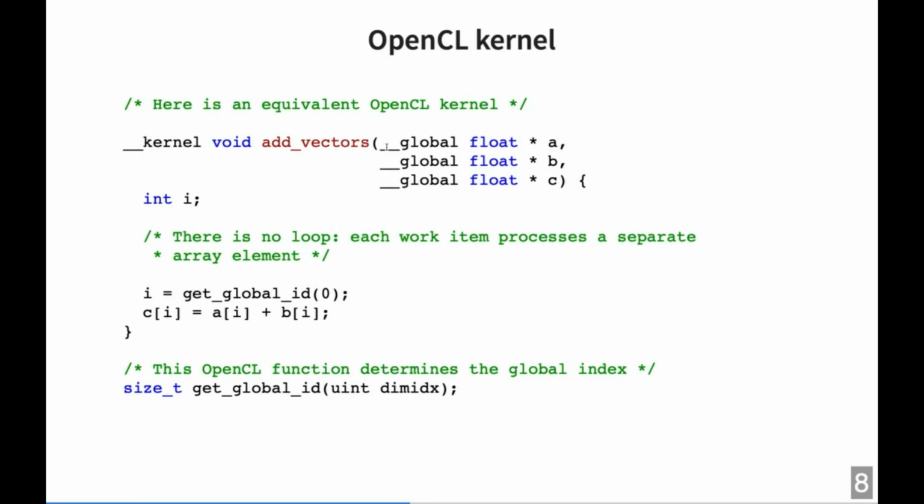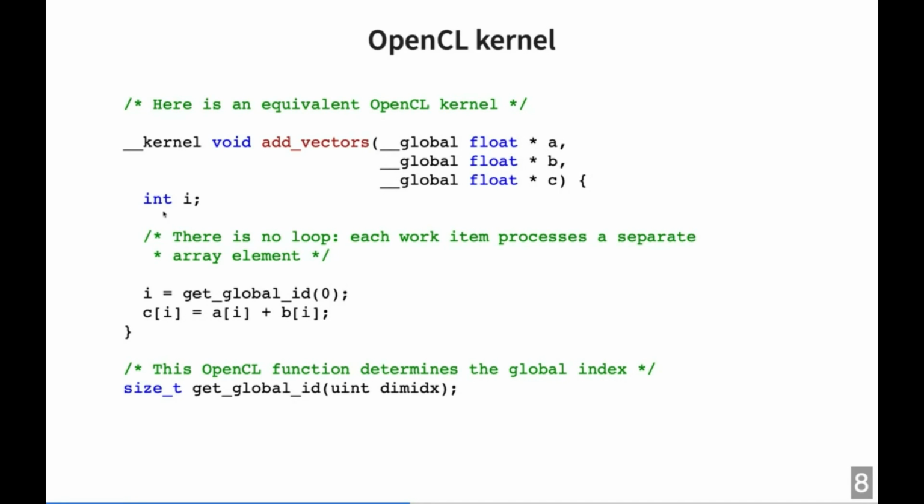The other slightly different thing you'll notice for the dummy arguments of this function, these pointers A, B, and C have been declared with this double underscore global memory space qualifier, which there's not really an analog of in CUDA, but these are basically declaring that this memory is in GPU global memory. This is a device pointer, if you like.